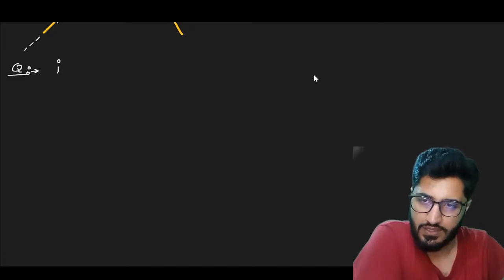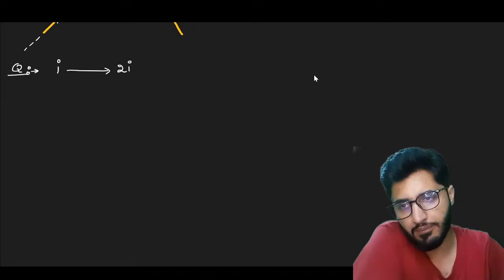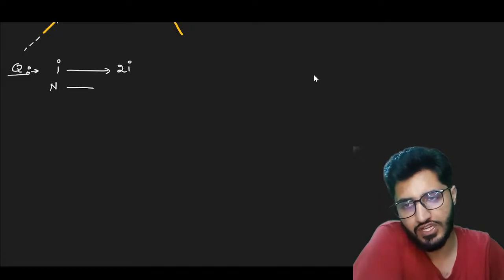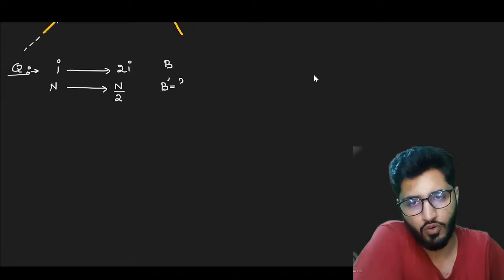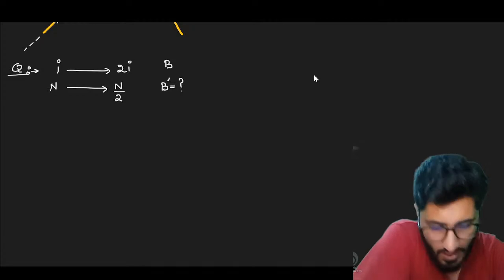Initially the current was I, then we changed the current from I to 2I. Initially the number of turns was n, then we changed n to n by 2. Initially the magnetic field was B. Now we need to find the new magnetic field. How can we get it?